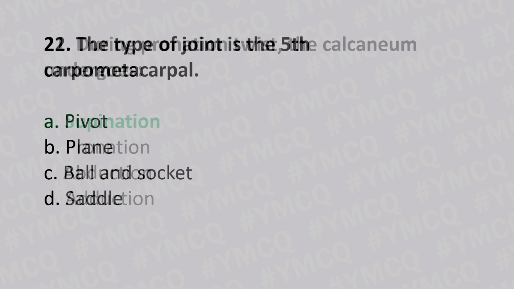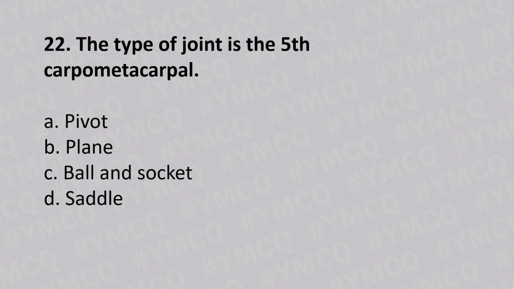Moving to our 22nd question. The type of joint in the fifth metacarpal joint, which type of joint is the carpometacarpal joint? That's the question. Option A, pivot joint. Option B, plane joint. Option C, ball and socket joint. Option D, saddle joint. And the answer is option D, saddle joint.